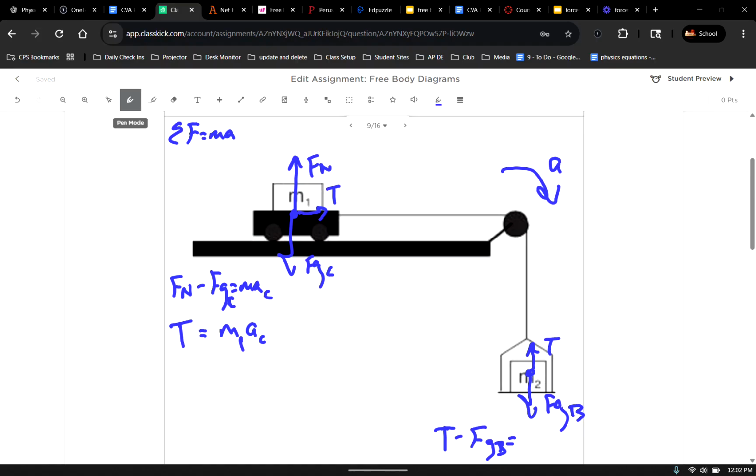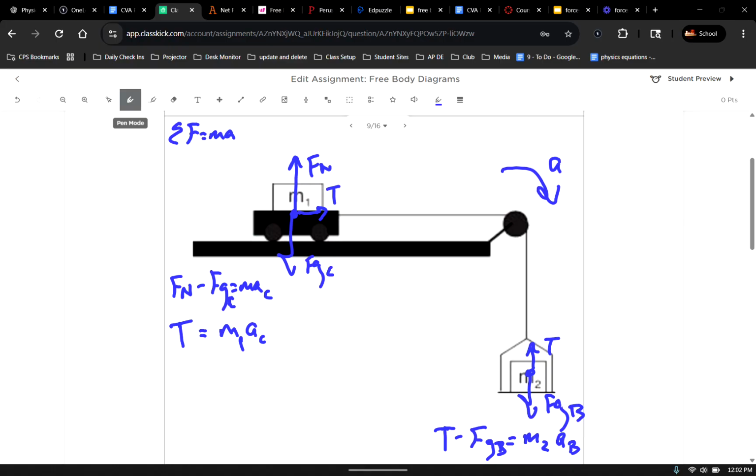Now this is the mass of block 1. This is the mass of block 2. Sorry, I should have been labeling that. And then we're going to have the acceleration of the block. I didn't realize they numbered them. Instead of cart and block, we could have been doing 1 and 2, just so you can decipher between the two.